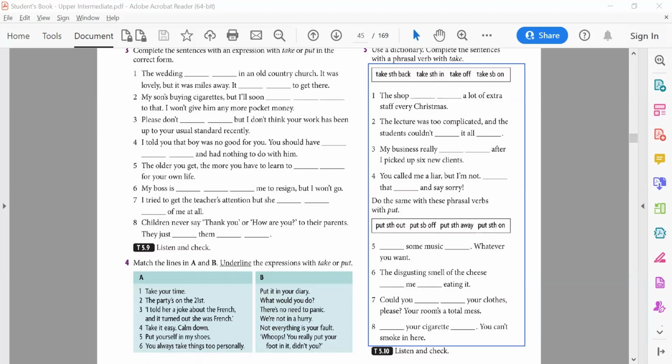5. Put some music on. Whatever you want. 6. The disgusting smell of the cheese put me off eating it. 7. Could you put away your clothes, please? Your room's a total mess. 8. Put your cigarette out. You can't smoke in here.